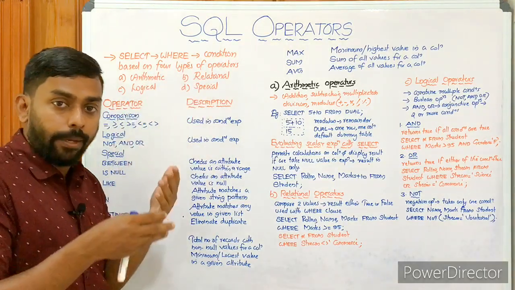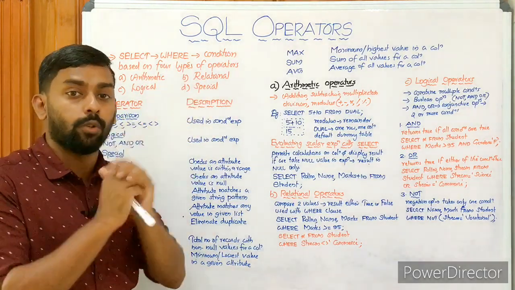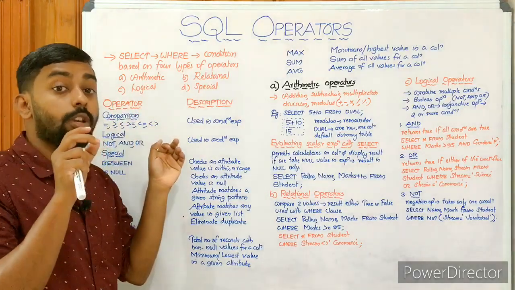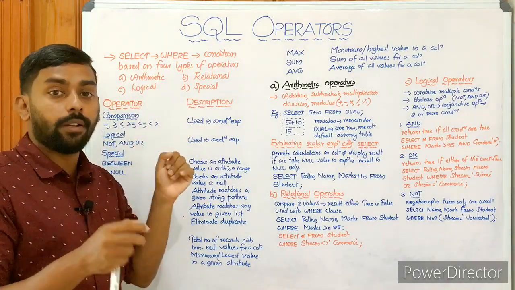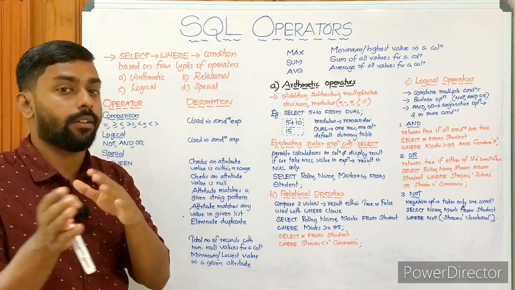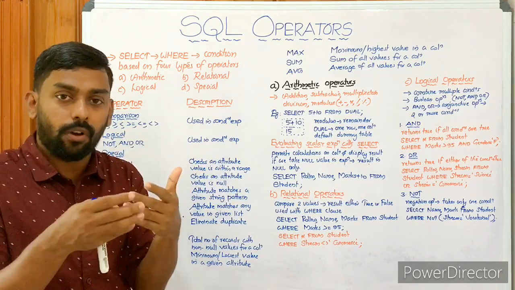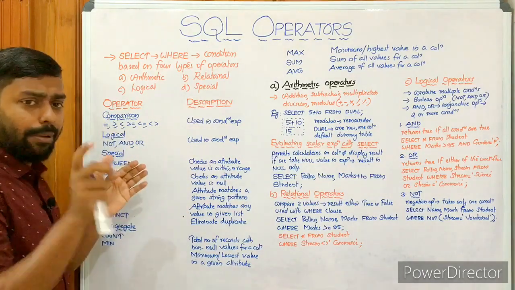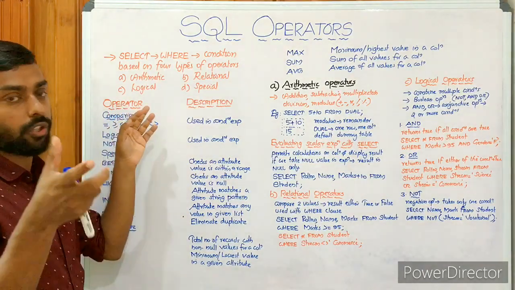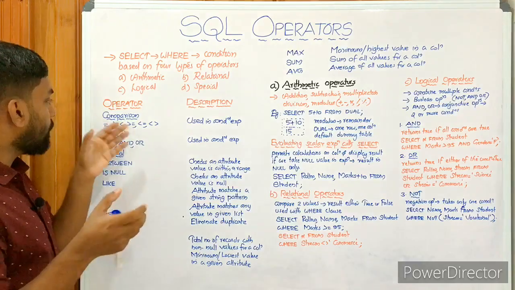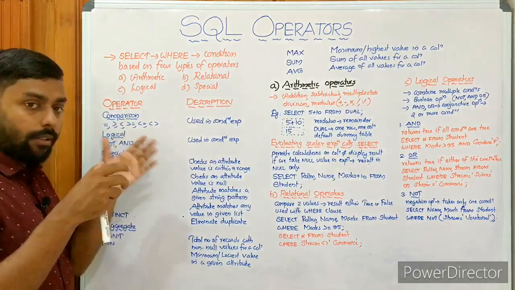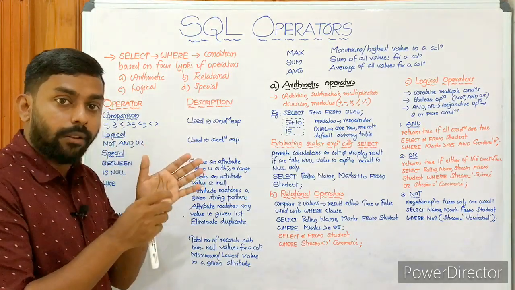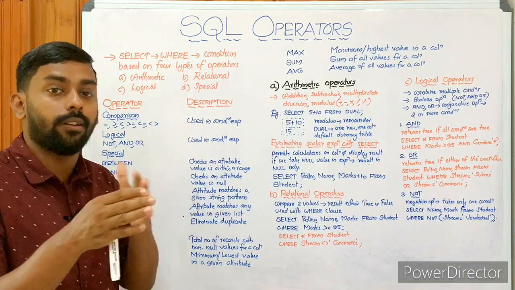Arithmetic means basic arithmetic operations. Relational means used to compare two values. Then logical operators: not, and, or. And special operators: between and, in, is null, like, all those kinds of operations which are somewhat new and unfamiliar to you. We have a table here showing the operator or function and description. Let's look at the table, which will give you an understanding of which are the operators and what they do.